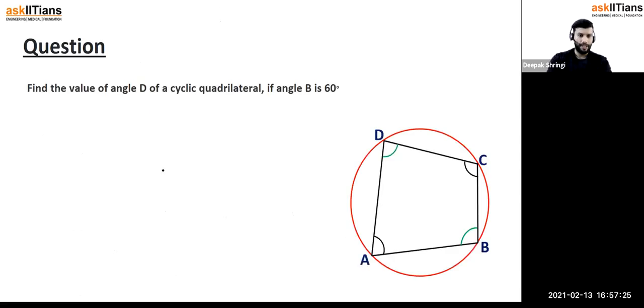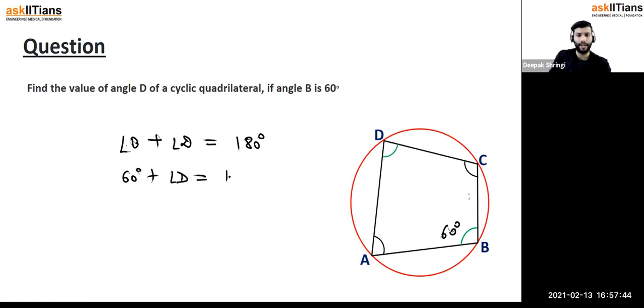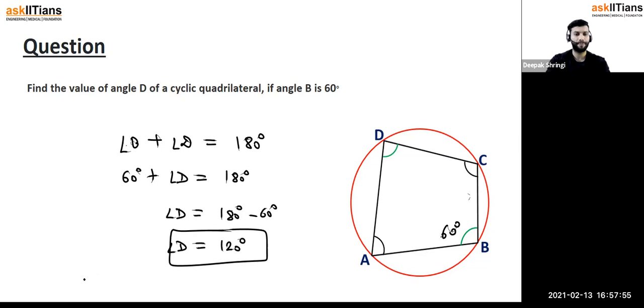Okay. So this is a question: find the value of the angle D of the cyclic quadrilateral if angle B is 60 degrees. It's a very easy question. Tell me the answer quickly. Well done. Everyone is correct. It's 120, right? Angle B plus angle D is 180 degrees and angle B is 60. So 60 plus angle D equals 180. That means angle D would be 180 degrees minus 60 degrees, right? And what is 180 minus 60? That is 120 degrees. Got it? Let's move forward then.